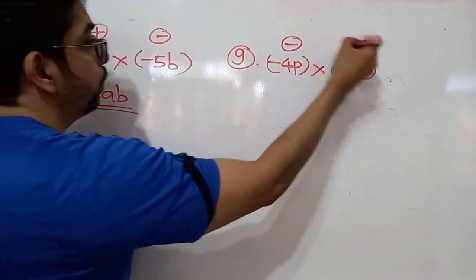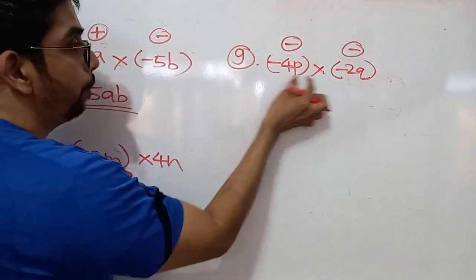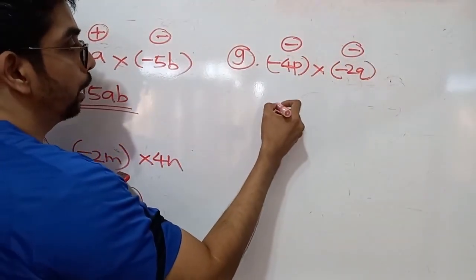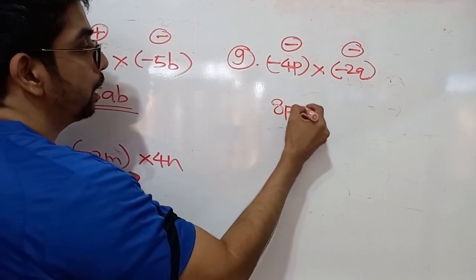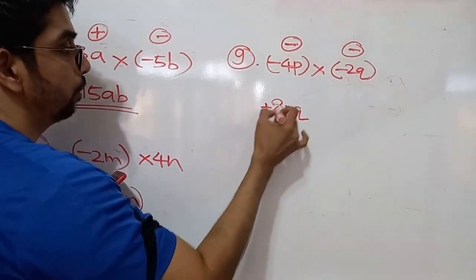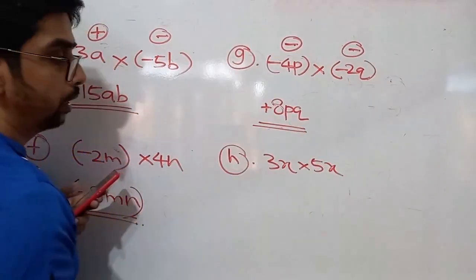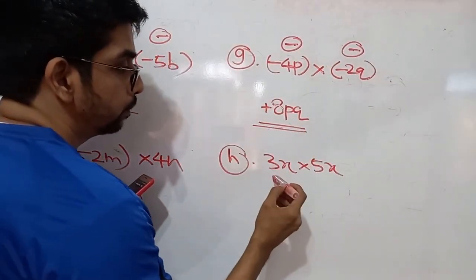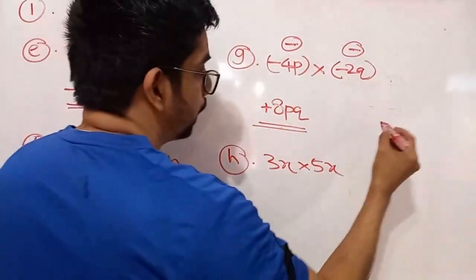So this is a negative, this is a negative. 4p into 2q, we know that is what? 8pq. Negative into negative, that's a positive value. Right? So here, let's expand this a little.